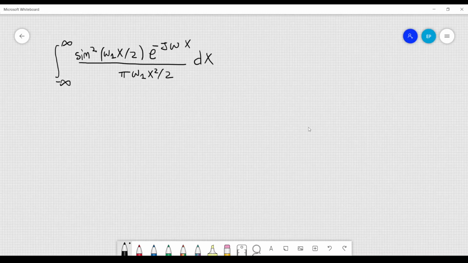Let's calculate this integral from minus infinity to plus infinity of sine squared of omega 1 x divided by 2, times e to the minus j omega x (where j is the imaginary unit; omega is not the same as omega 1), and then we divide by pi omega 1 x squared divided by 2, dx. This integral can be rewritten as the integral from minus infinity to plus infinity of sine squared omega 1 x over 2.